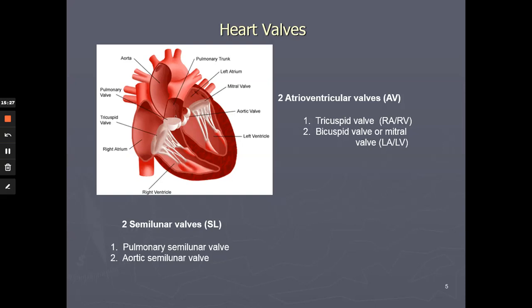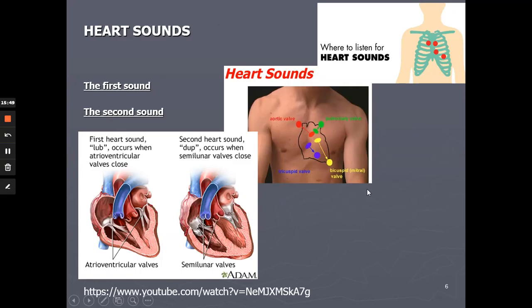valves. So if we're looking at the heart, the right side of the heart has one atrioventricular valve and one semilunar valve. And the same thing for the left side of the heart. It's going to have one of each. Which kind of leads us into the next slide, which are heart sounds. So now we're going to talk about heart sounds.